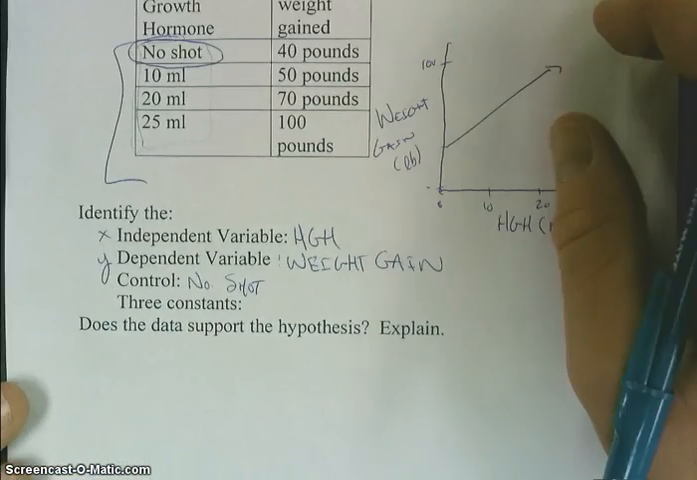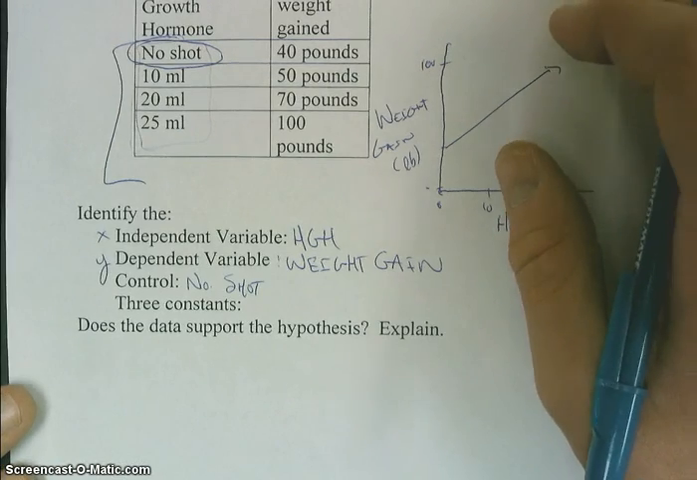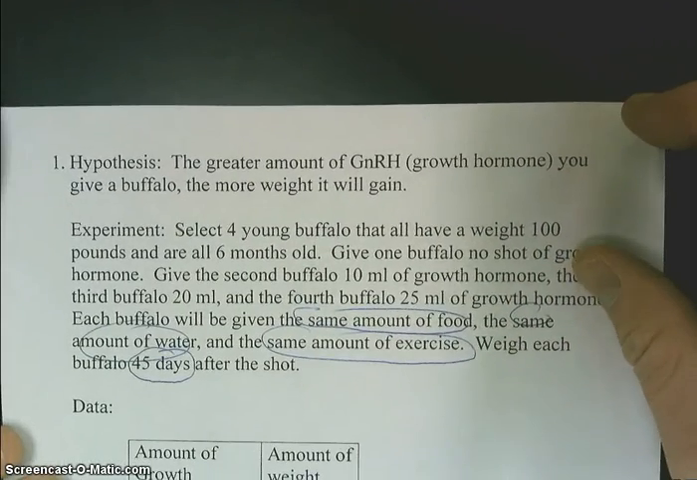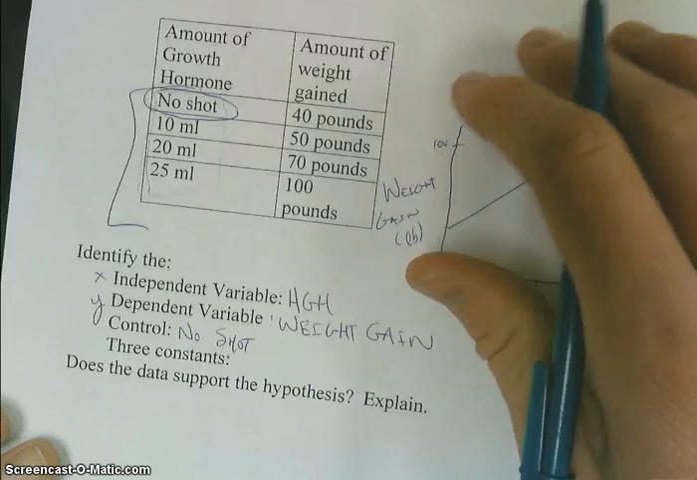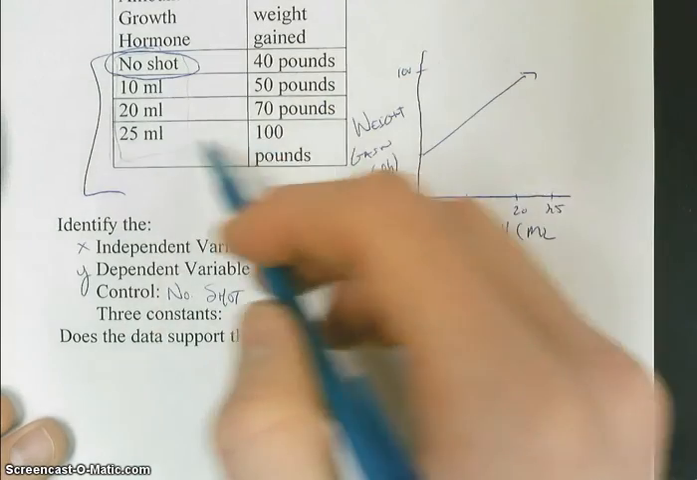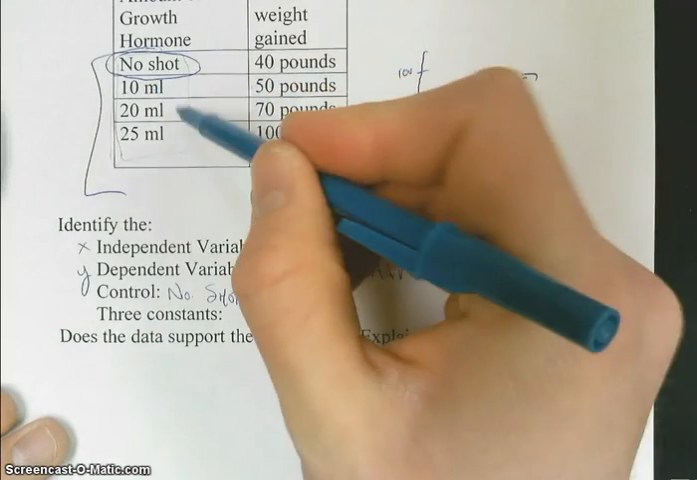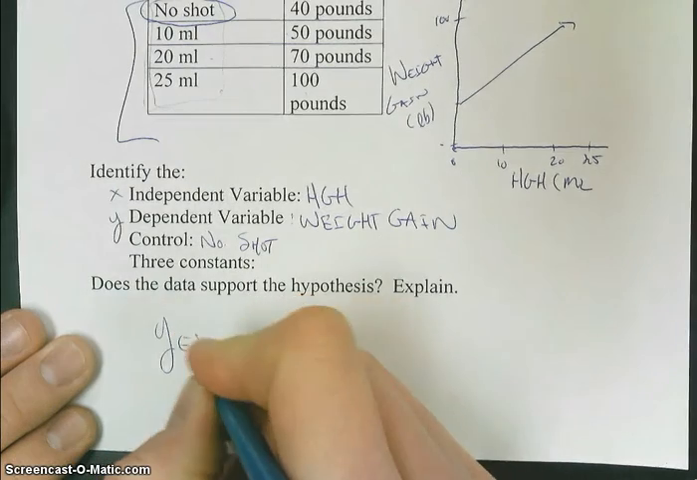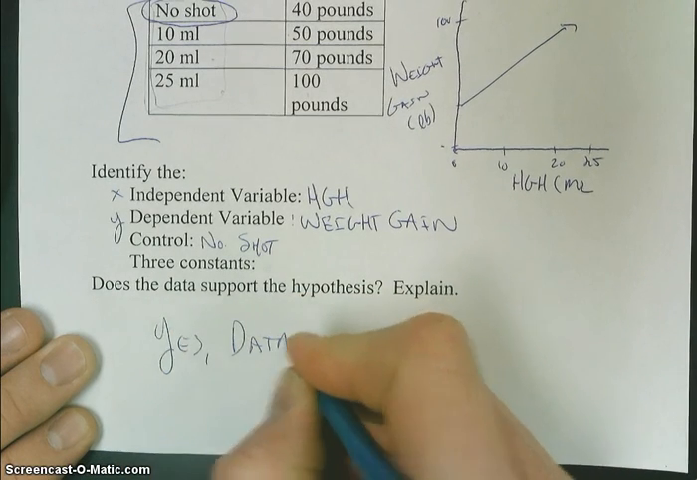Now lastly, does the data support the hypothesis? Well, let's take a look again. Hypothesis is the greater amount of HGH you give buffalo, the more weight it will gain. Well, here's our graph. Here's our data, and clearly we have an upward trend. So yes, the data supports.